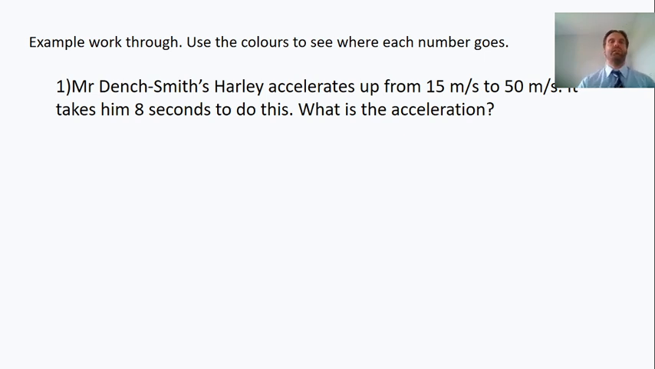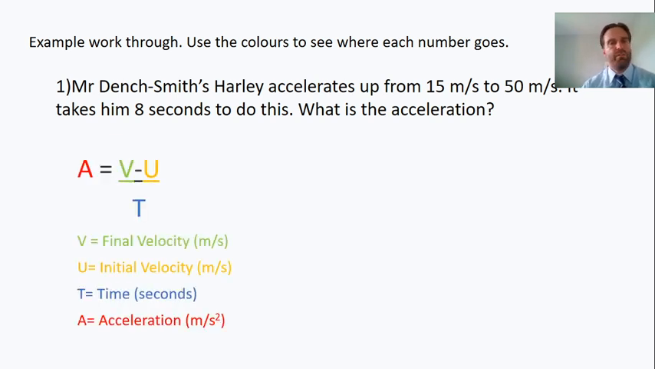Dennis Smith, we've got his Harley, he wishes, accelerating up from 15 meters per second to 50 meters per second. It takes him 8 seconds to do this. So what is the acceleration? His initial, so starting point, was 15, his final was 50. Remember, we need to put those in the formula the right way around. So it's going to be 50 minus 15, his final minus his initial, and we divide that by time.